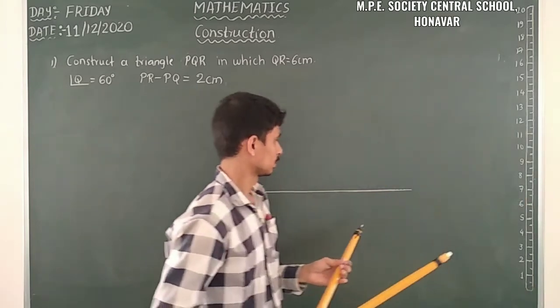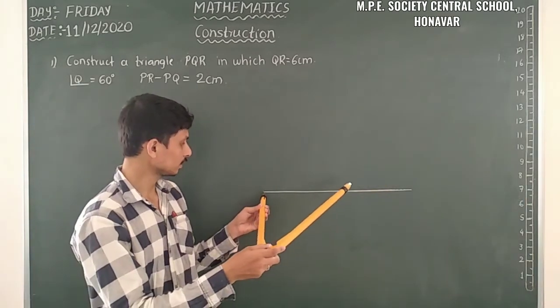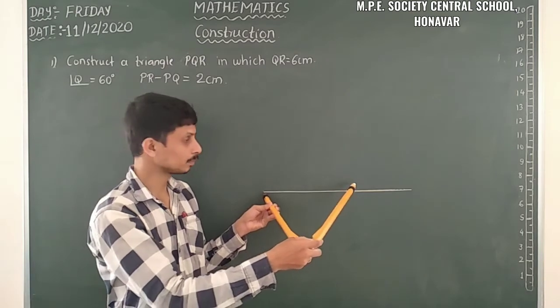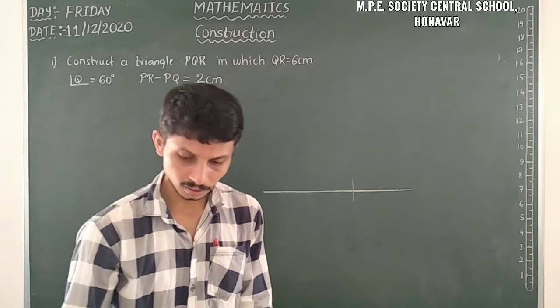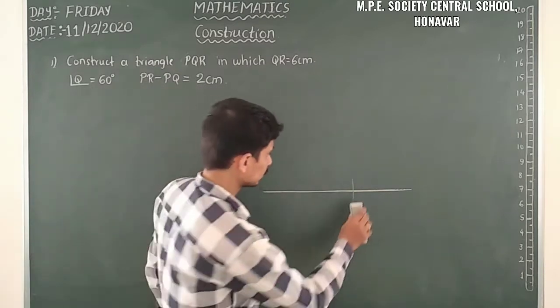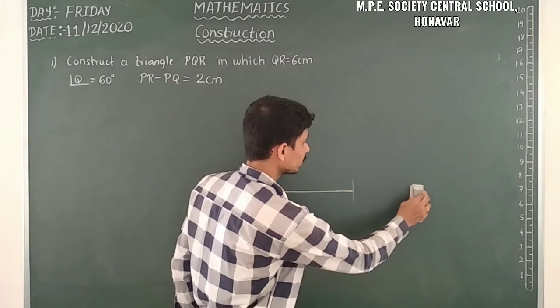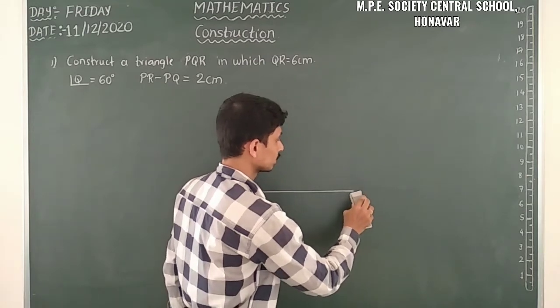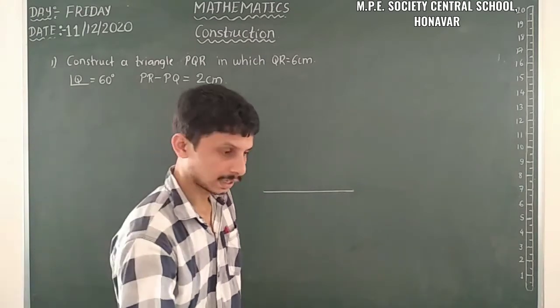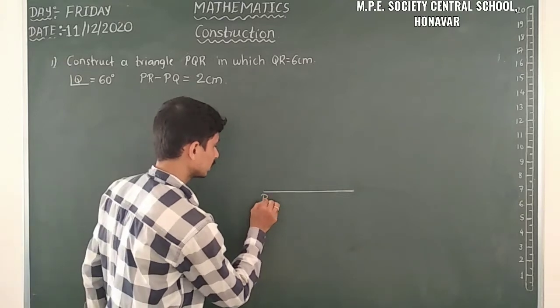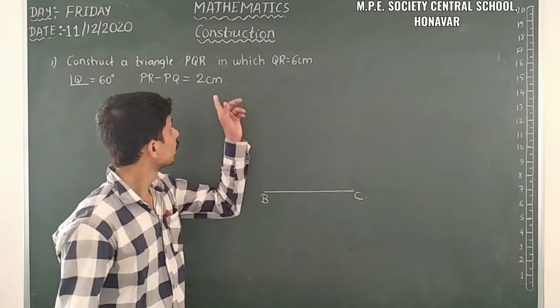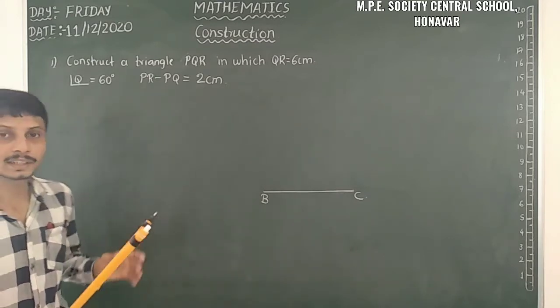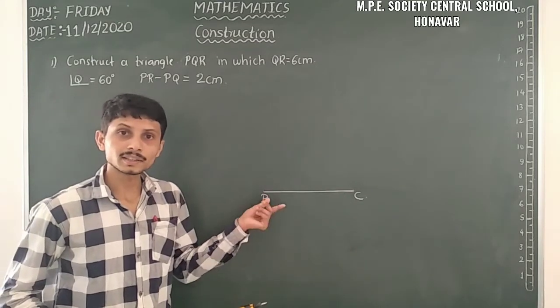Yes. So then I will cut this line at a length of 6 cm. Yes, here I have to cut. This is the 6 cm distance. So the 6 cm length is the base of this triangle ABC. So it is BC. Then we have to construct an angle of 60 degrees at B here.